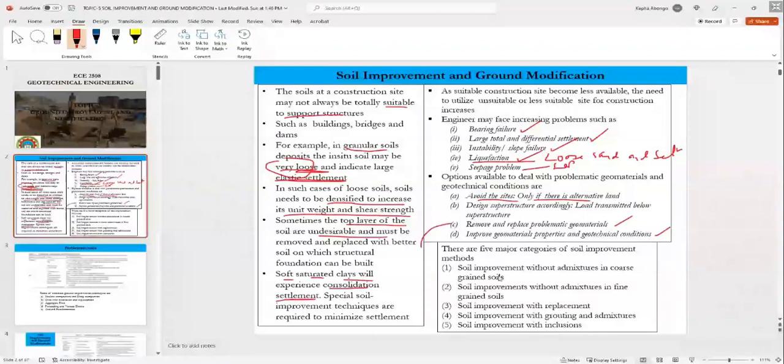So we have 5 major categories of ground improvement. Soil improvement without admixtures, coarse grain. Soil improvement without admixtures, fine grain. Soil improvement with replacement. Soil improvement with grouting, admixture. Soil improvement with inclusion. So when we talk about with inclusion, we're talking about mechanically stabilized earth walls, or geosynthetics, reinforced earth walls.